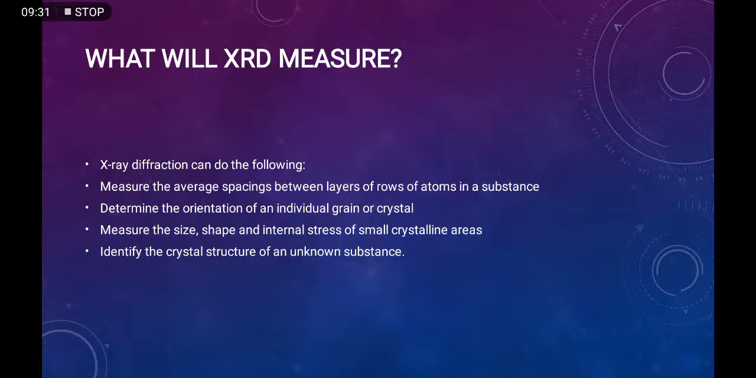It can determine the orientation of an individual grain or crystal, and determine structural properties such as lattice parameters, strain, grain size, epitaxy, phase composition, and preferred orientation. It can measure the size, shape, and internal stress of small crystalline areas, which helps in identifying the crystalline phases and orientations. And last, identify the crystal structure of unknown substances, measure the thickness of thin films and multilayers, and determine atomic arrangements.